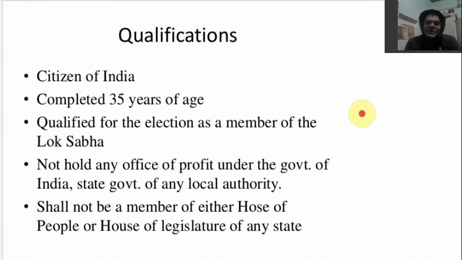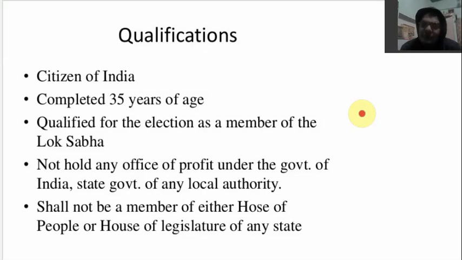What should be the qualification? Who can be the President of India? First of all, one has to be a citizen of India. You have to be born in India, or be a naturalized citizen who has acquired the citizenship of India. You should be 35 years of age and qualified for election as a member of the Lok Sabha. We will learn about those qualifications in the class on Parliament.